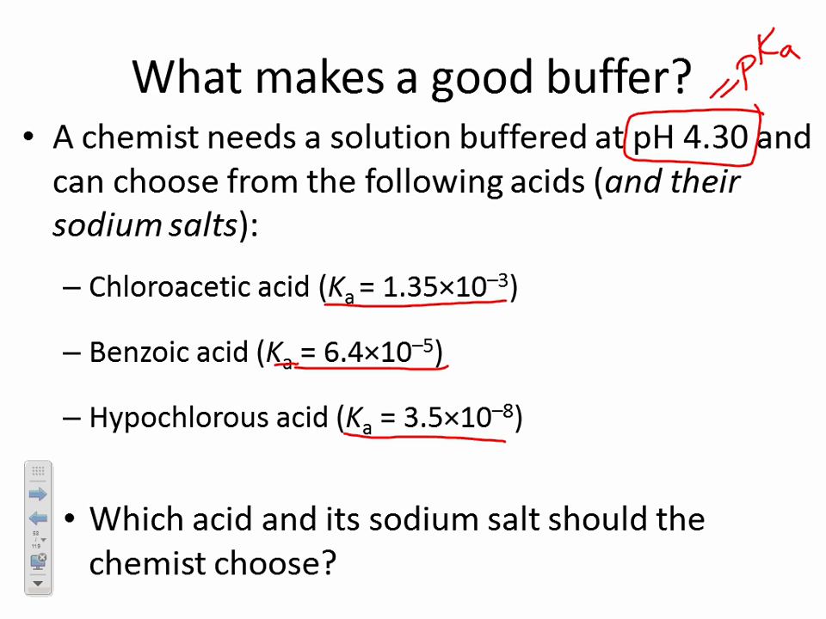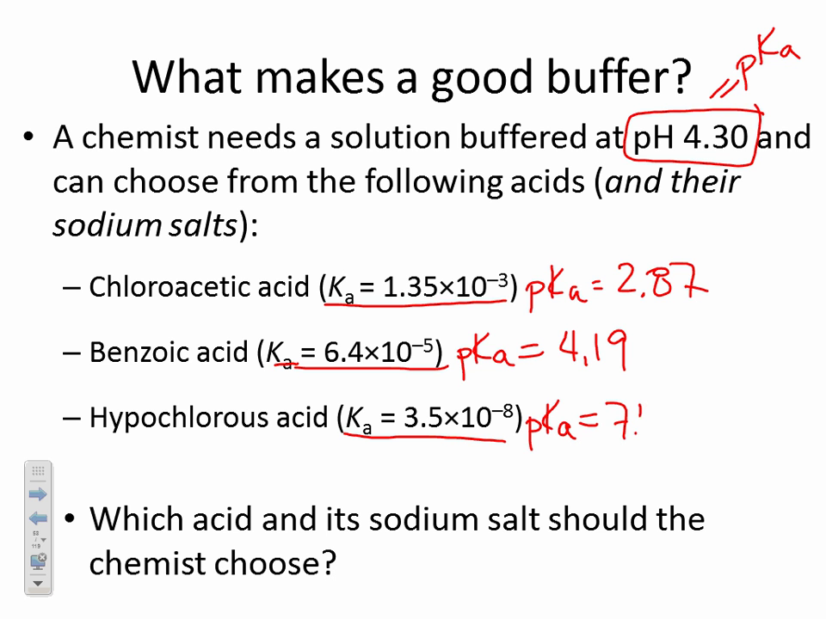So the pKa of chloroacetic acid is 2.87. That's kind of far away from 4.30. The pKa of benzoic acid is 4.19. Huh, that's pretty close. And the pKa of hypochlorous acid is 7.46. Ooh, that's very far away.